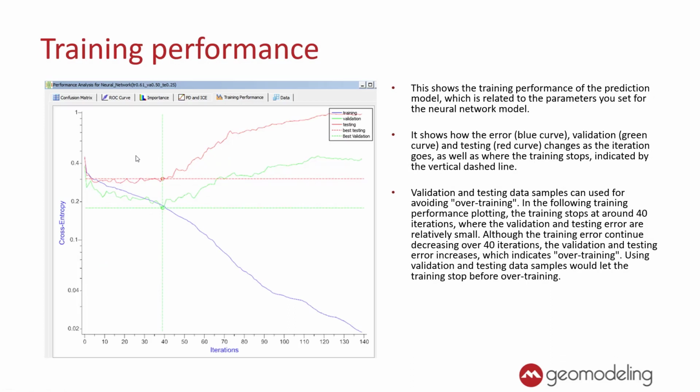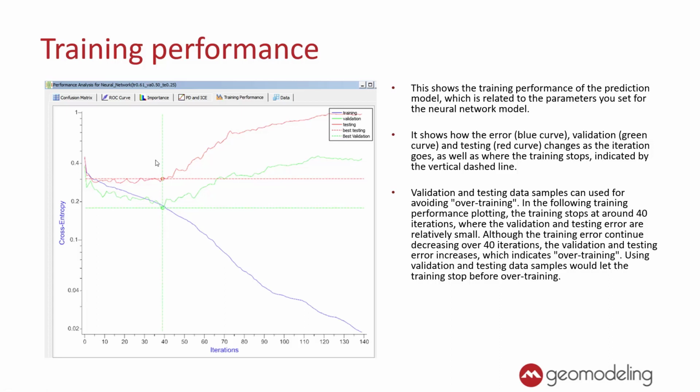This shows the training performance of the prediction model, which is related to the parameters you set for the neural network model. It shows how the training, validation, and testing error changes as the iteration goes. As you can see, the blue line represents the training, the green curve represents validation, and the red curve represents testing. It also shows where the training stops, indicated by the vertical dashed line.